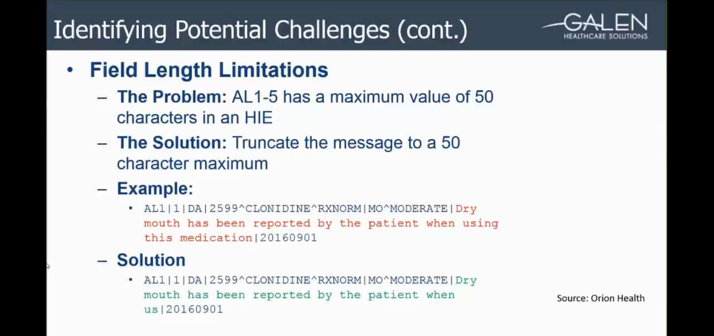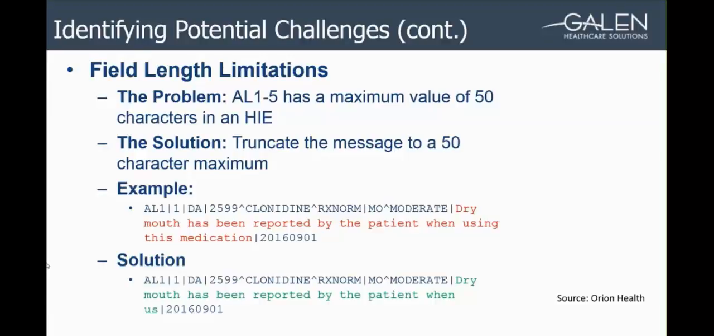One thing I want to point out, though, is that this can potentially cause issues in cases where the text after 50 characters offers significant clinical value. So you'll see that the first few words in this allergy reaction description are dry mouth, and that's pretty much the most important part of the description. But in some cases, that'll be at the end of the string, and you'll be truncating off that important piece.